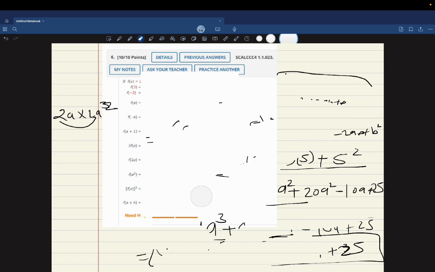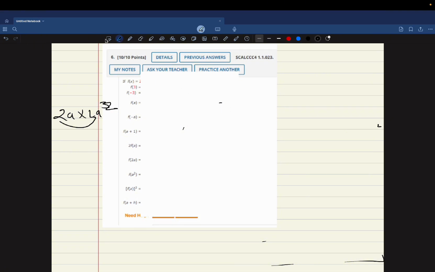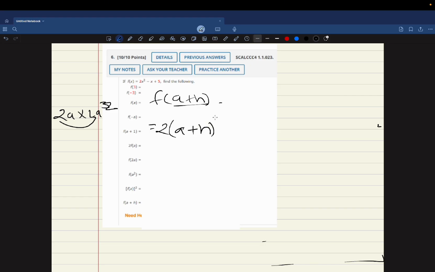Now the last one is a plus h, so it will be an easy one. It's also the same concept, so we just need to plug in. I move this, this one will be 10. Okay, so now we need to find out f of a plus h. So in the value of x we need to put a plus h. So in place of x it will be a plus h, and then we have this square, and then minus again a plus h, and then plus 5.